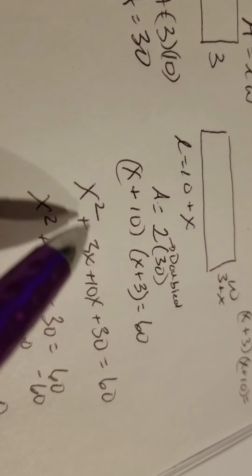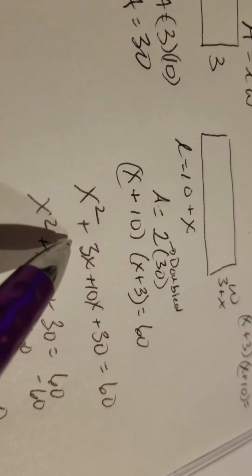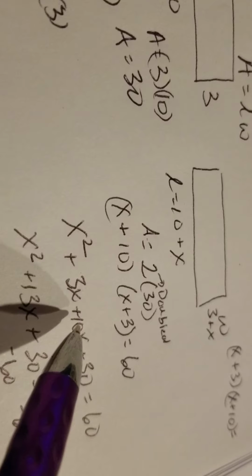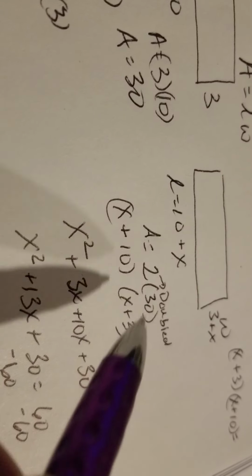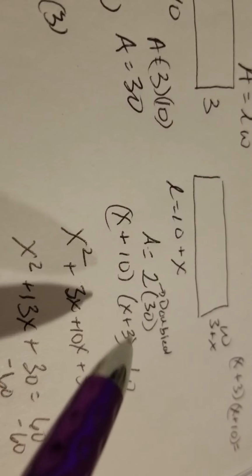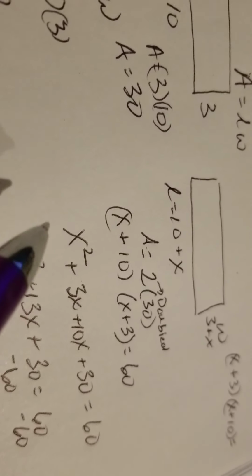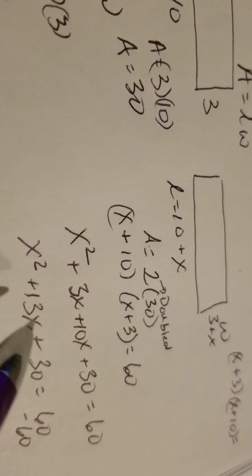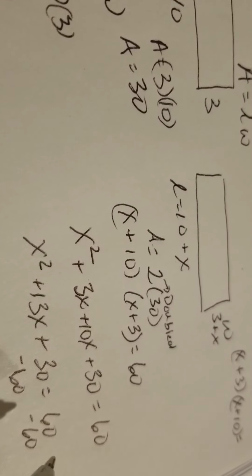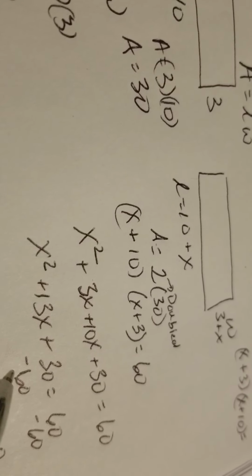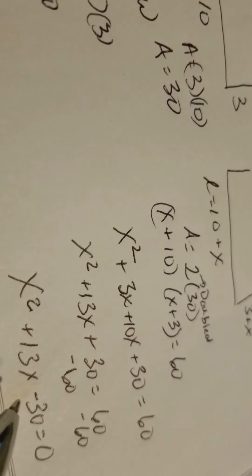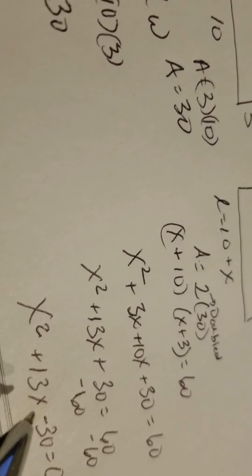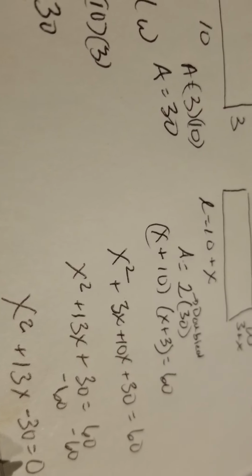So we have x times x, which is x squared, x times 3, which is 3x, 10 times x, which is 10x, and then 10 times 3. Remember, you're taking each term and multiplying it by each of the other terms. So now you have x squared plus 3x plus 10x, which is 13x, plus 30 is equal to 60. Then we subtract 60 from each side. 30 minus 60 is negative 30. So this is our new equation: x squared plus 13x minus 30 equals 0.